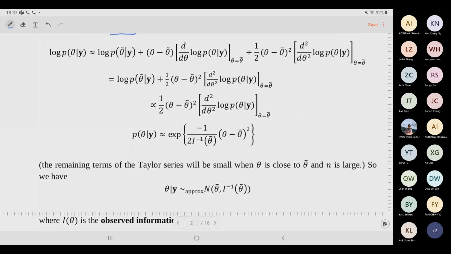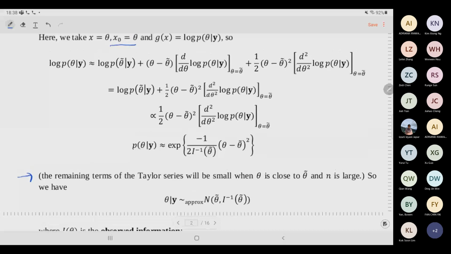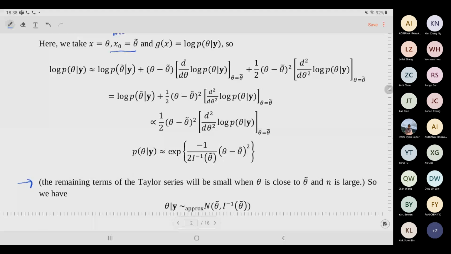This is our assumption: the remaining terms of the Taylor series will be small when theta is close to your mode and n is large. Meaning that if theta is close to the mode and you have a large sample, then the third derivative and so on will be small. So we assume it to be small and disregard the rest of the Taylor series. That's why it is just an approximation, assuming the rest of the series is negligible.